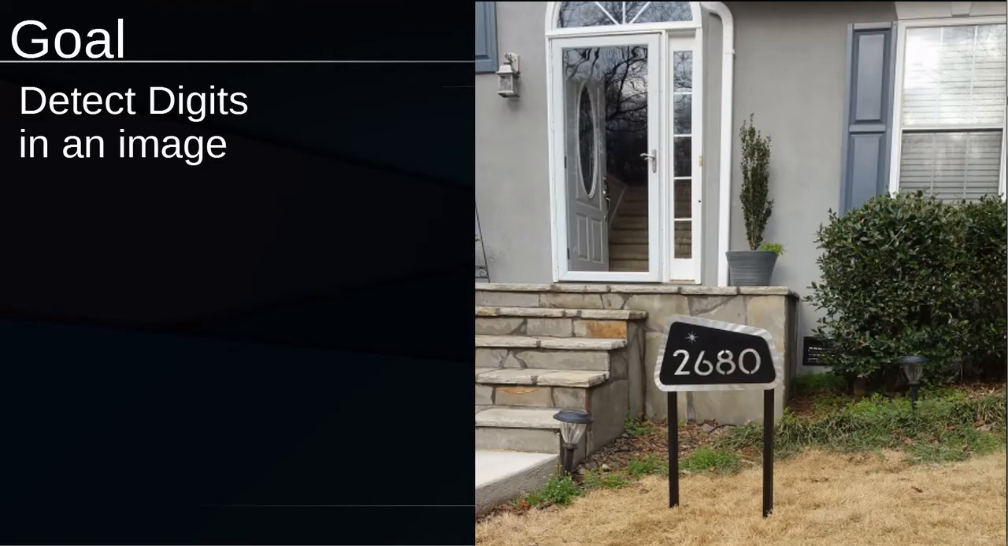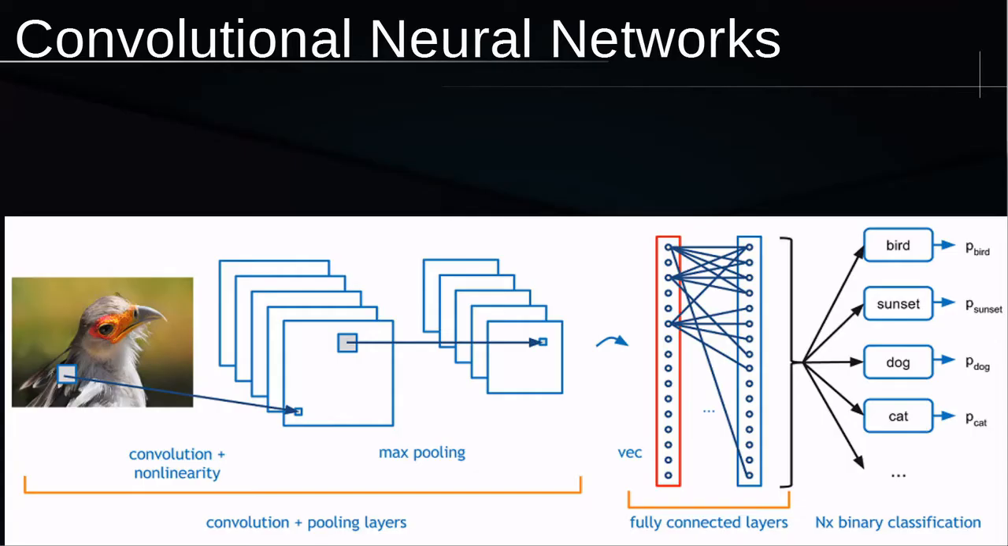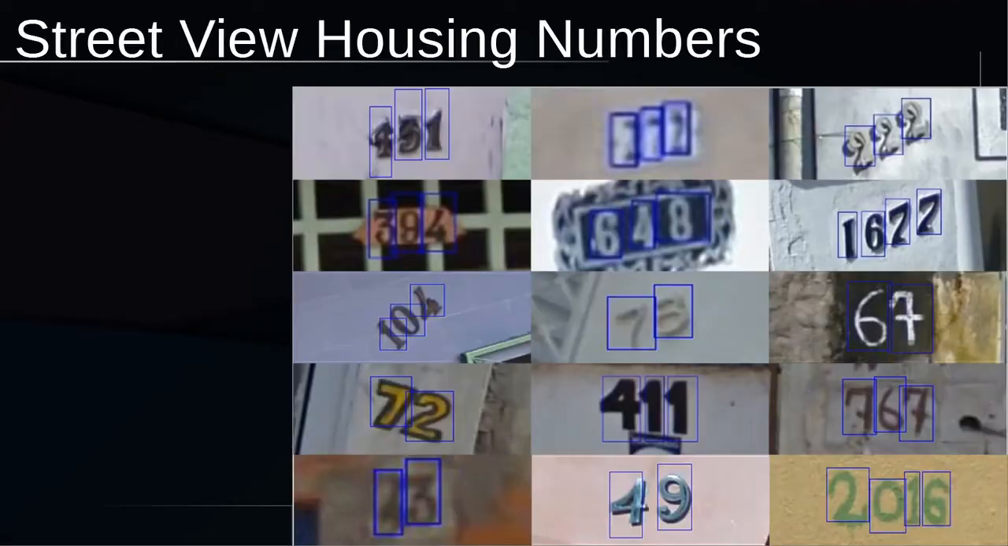Our goal is to detect digits in an image like this one. We use convolutional neural networks to do it. We're going to use the Street View housing numbers dataset to train these networks, as well as patches taken out of these images which show not a digit.